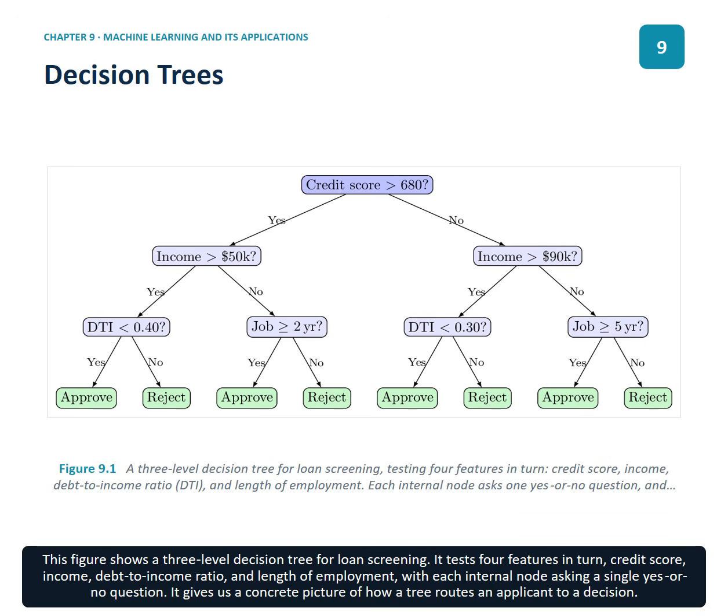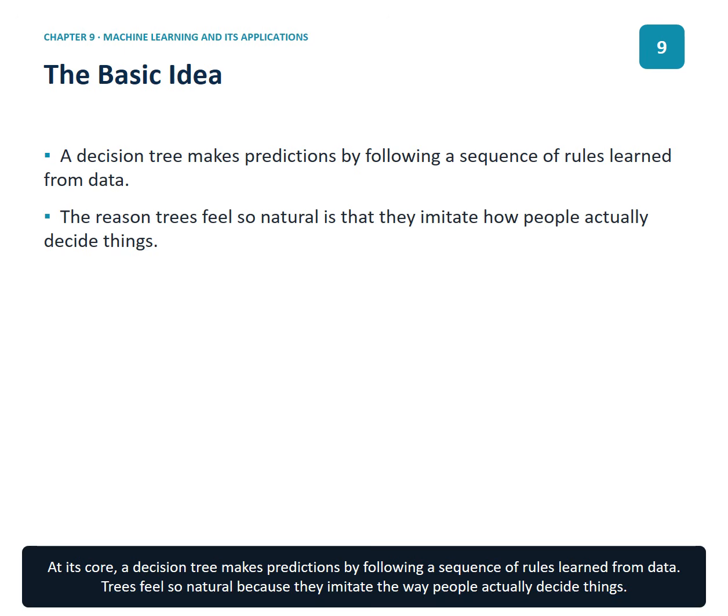This figure shows a three-level decision tree for loan screening. It tests four features in turn: credit score, income, debt-to-income ratio, and length of employment, with each internal node asking a single yes or no question. It gives us a concrete picture of how a tree routes an applicant to a decision. At its core, a decision tree makes predictions by following a sequence of rules learned from data. Trees feel so natural because they imitate the way people actually decide things.